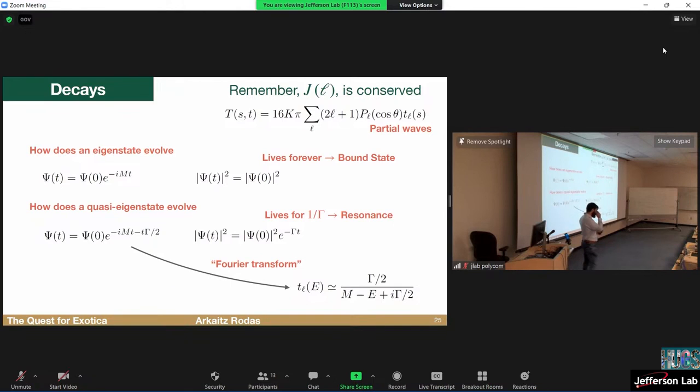What's happening? I mean, the state is disappearing, it is decaying, right? If you go to times t infinite, then there is no probability to find it. We say that usually it lives for 1 over gamma, the suppression 1 over e, right? Which is a kind of standard definition of the lifetime of something.